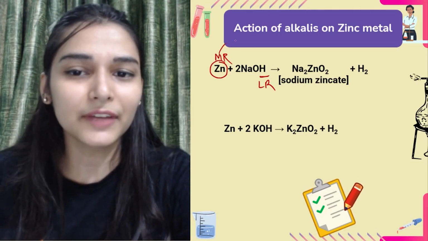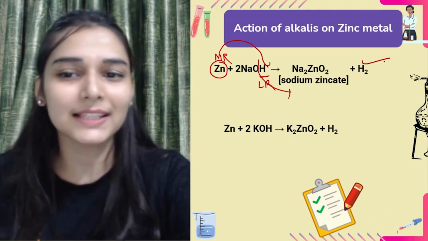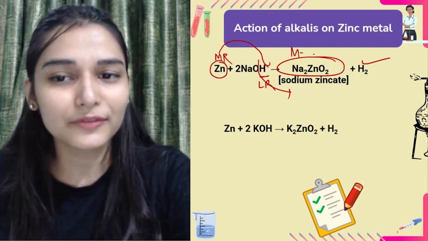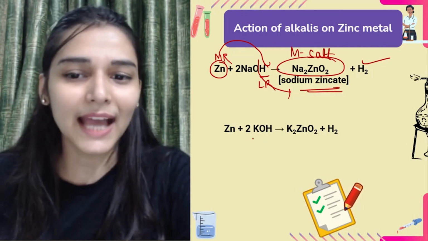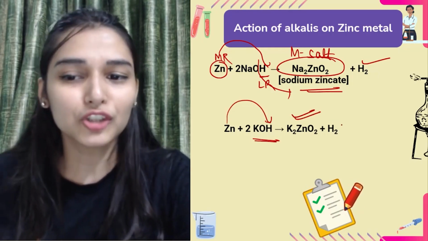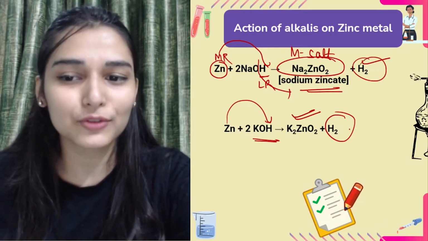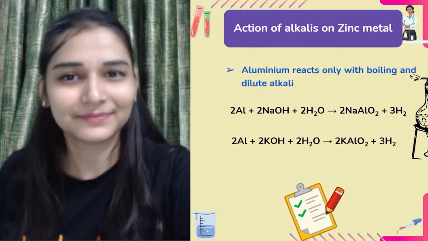Hydrogen is less reactive, so zinc would be displacing hydrogen, which goes out as H2 gas, and there would be a metal salt formation, that is sodium zincate here. The same thing happens with potassium hydroxide, where zinc is displacing hydrogen to form a salt, and there would be liberation of hydrogen gas which burns with a pop sound. You can detect it very easily.